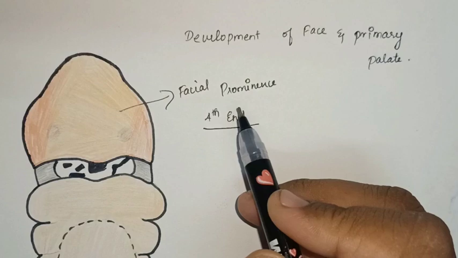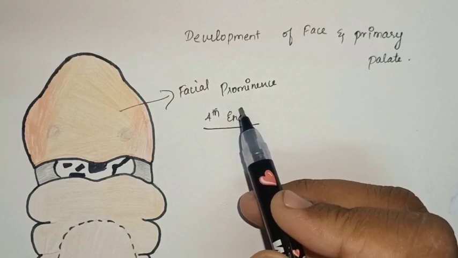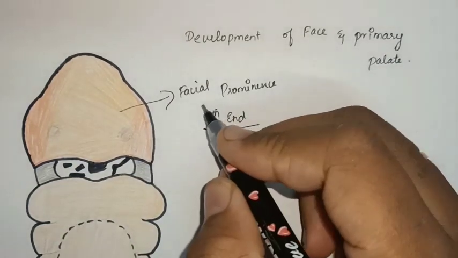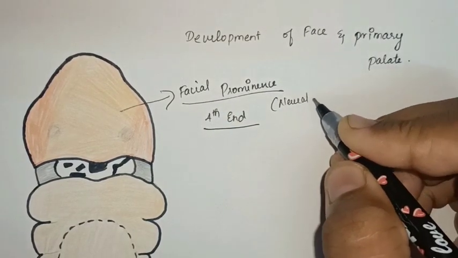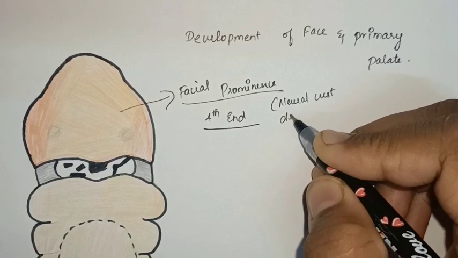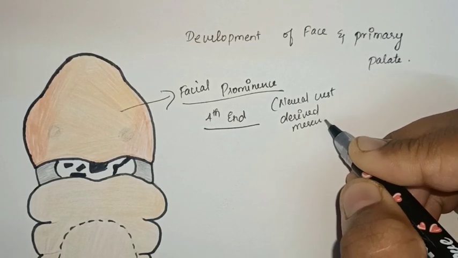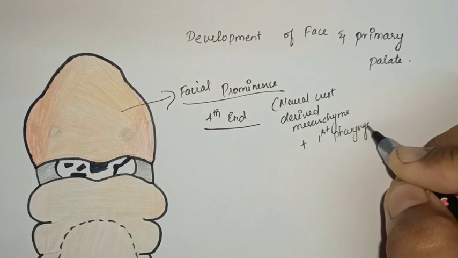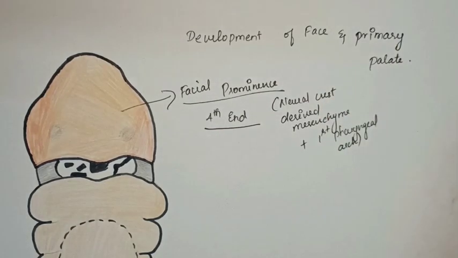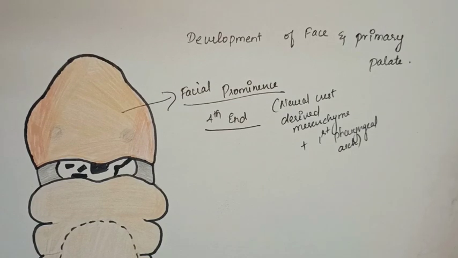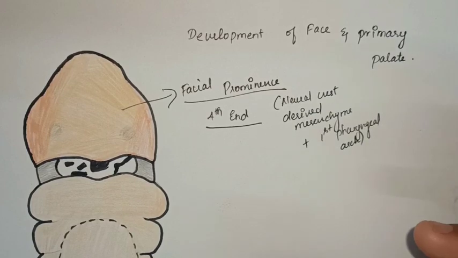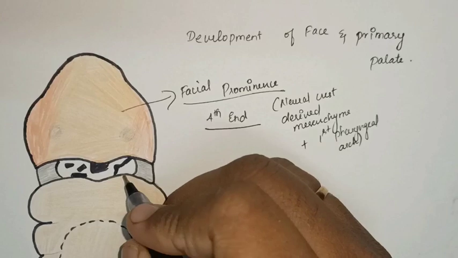This facial prominence is also called frontonasal prominence or frontonasal process, and it develops from the first pharyngeal arch. This facial prominence consists of, or is derived from, the first pair of pharyngeal arches and the neural crest derived mesenchyme. Only from these is the facial prominence developing. Now we already know what is meant by facial prominence, right? So next we will see what the first pharyngeal arch is, and how the face development happens.